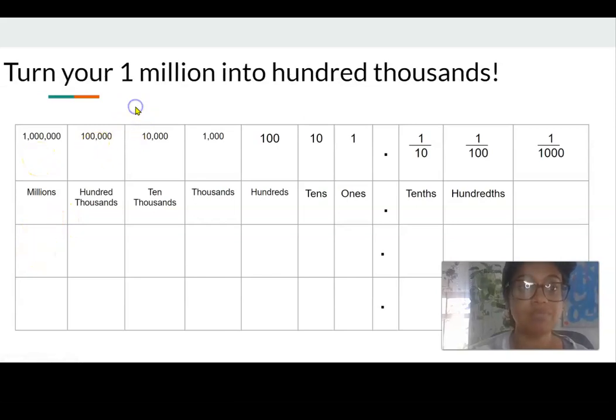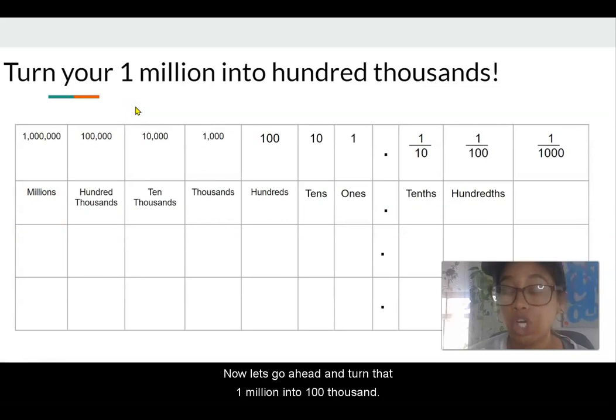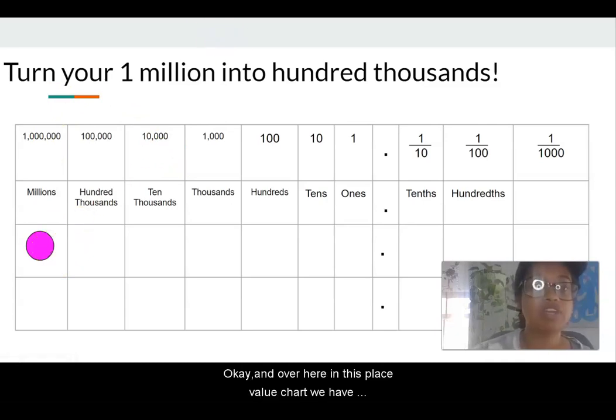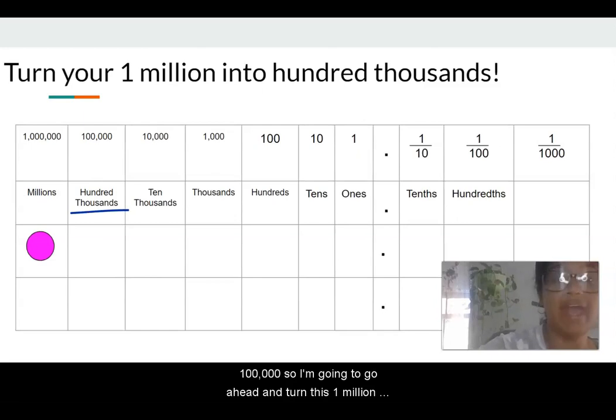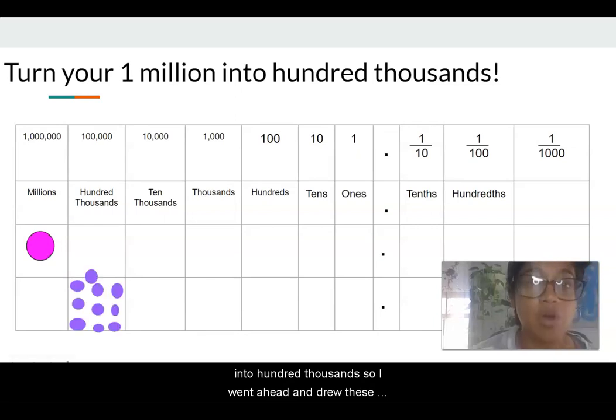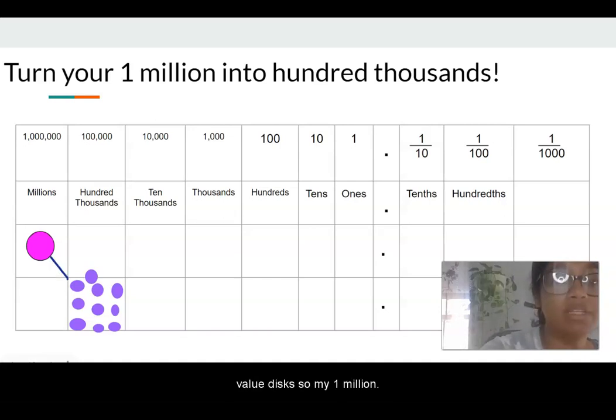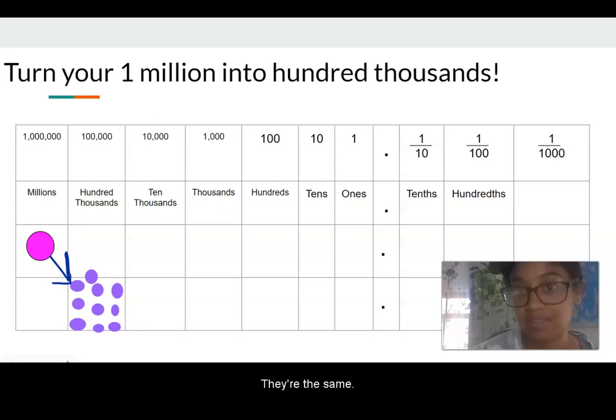Now let's turn that 1 million into 100,000. So we have our 1 million. And over here in this place value chart, we have 100,000. So I'm going to turn this 1 million into 100,000. I went ahead and drew these 100,000. I have 10 100,000 place value disks. So my 1 million turned into 10 100,000.